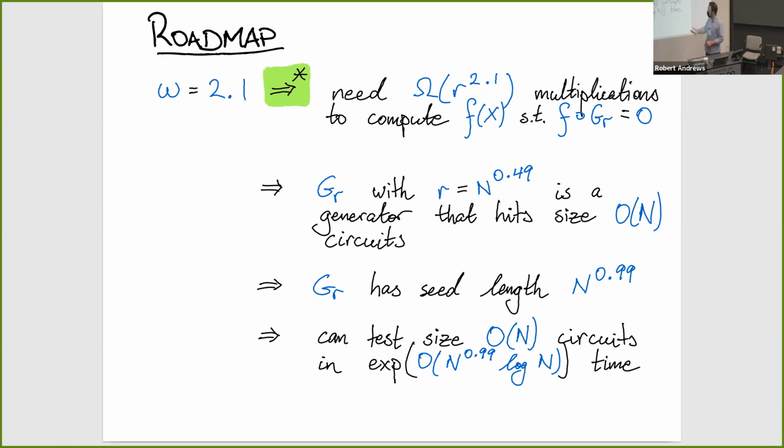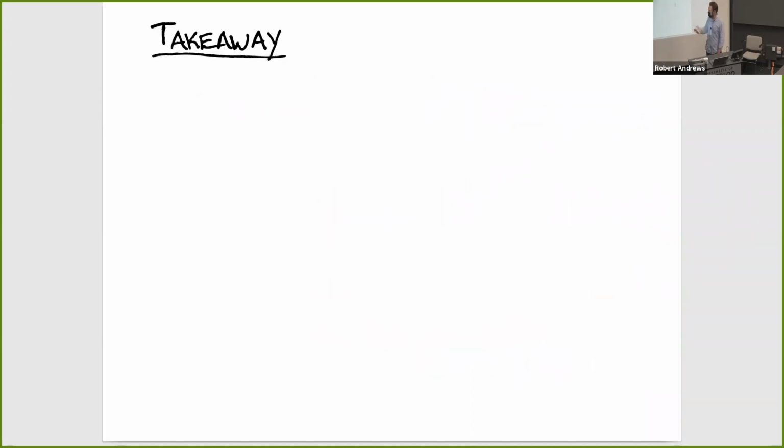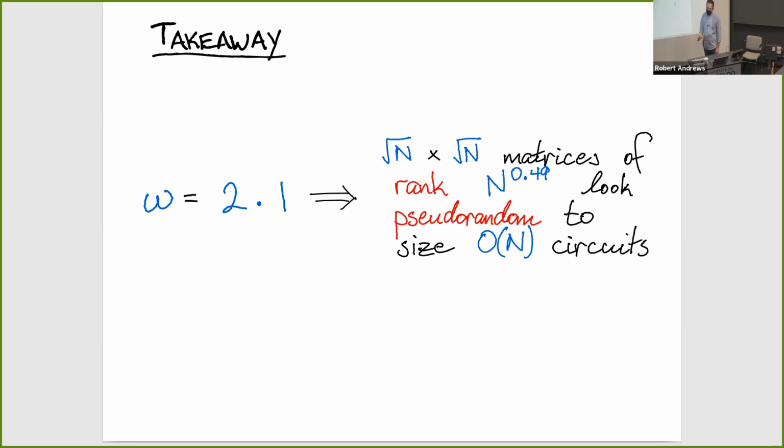So that's the proof. And up to futzing around with some of the arithmetic, this is more or less the whole proof. Here's what I want you to take away, because I don't expect you to remember all the algebra in 2 or 3 hours after you've had lunch. You've maybe watched some of the World Cup. So what should you remember? If omega is 2.1, if it's not 2, low rank matrices look pseudo-random to small circuits. That's the message here. Of course, in this work, we're actually doing a very precise formal version of this, but this is the takeaway. If you have a lower bound on omega, low rank matrices look pseudo-random to small circuits.